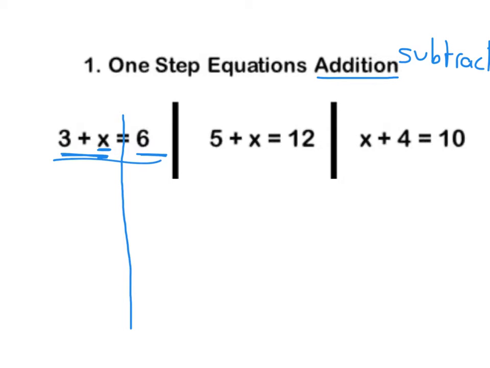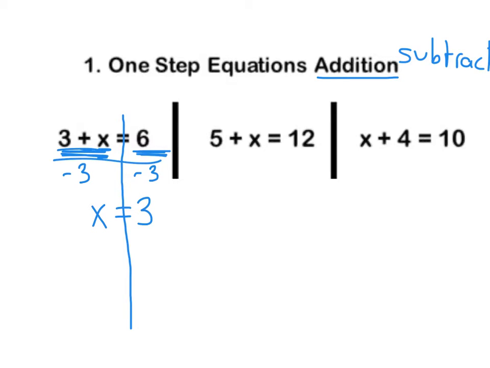How I can do that, and this is what I want you to practice on this work, is I want you to subtract 3 from this side, and then subtract 3 from this side. We're remembering that whatever we do on one side of the equation, we must do on the other. So what does that get me? 3 minus 3 is 0, so I have x by itself. 6 minus 3 is 3. So my answer would be x equals 3.